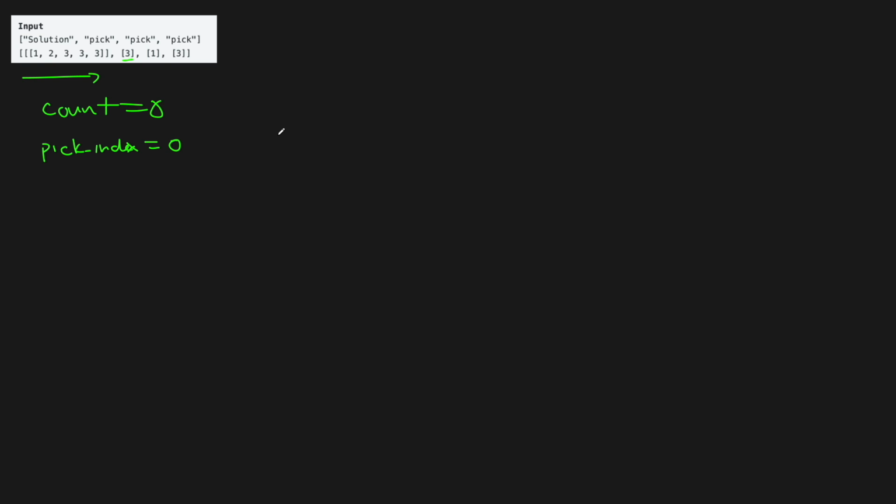And we're initially going to set it equal to 0, because obviously we haven't picked any index. Now what we're going to do is go over our array from left to right. And like I said, if we ever encounter the number that we're looking for, count is going to get incremented. So, we have our array 1, 2, 3, 3, 3.